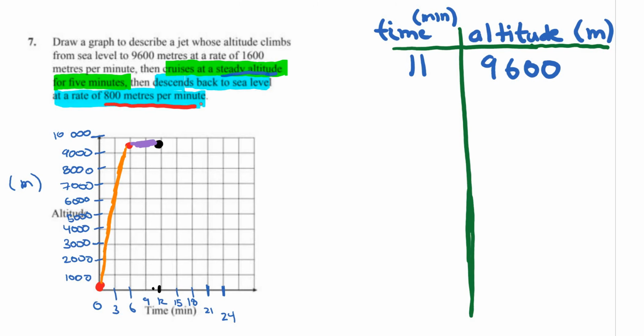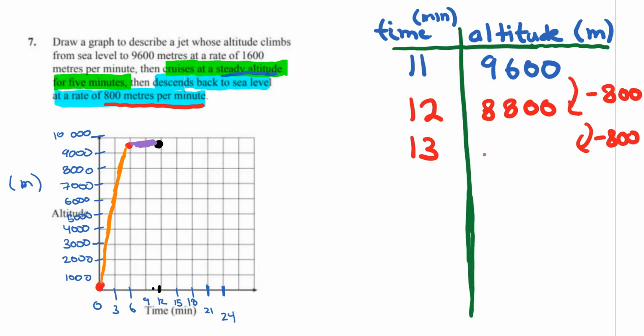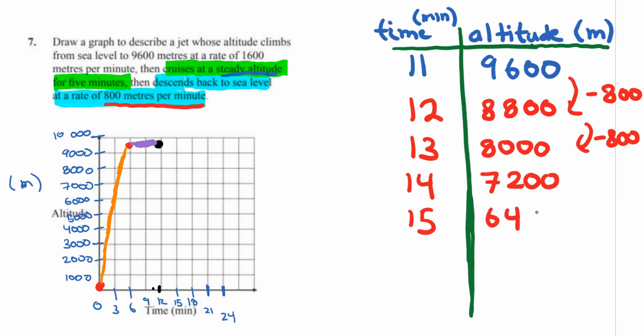Okay, so what does that really mean, this 800 meters per minute? My next minute is going to be the 12th minute. At 12 minutes, I will go down 800 meters, right? So when we're at 12 minutes, we are now at a height of 8,800 meters. And at 13 minutes, we lose another 800 meters. So now I'm at 8,000. And then at 14, we lose another 800 meters, so now we're at 7,200. And at 15 minutes, we lose another 800 meters, so now we're at 6,400 meters.